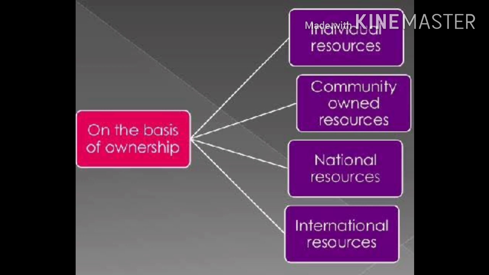Next comes community owned resources. These are the resources which can be used by a group of people, which is nothing but a community. So here we can mention some examples like parks, picnic spots and playgrounds in the urban areas as examples of community owned resources. Next we are going to see national resources.